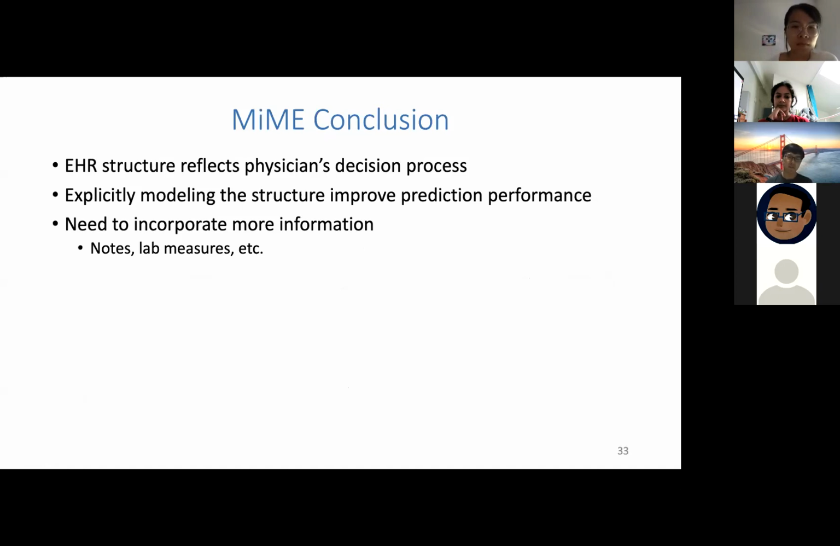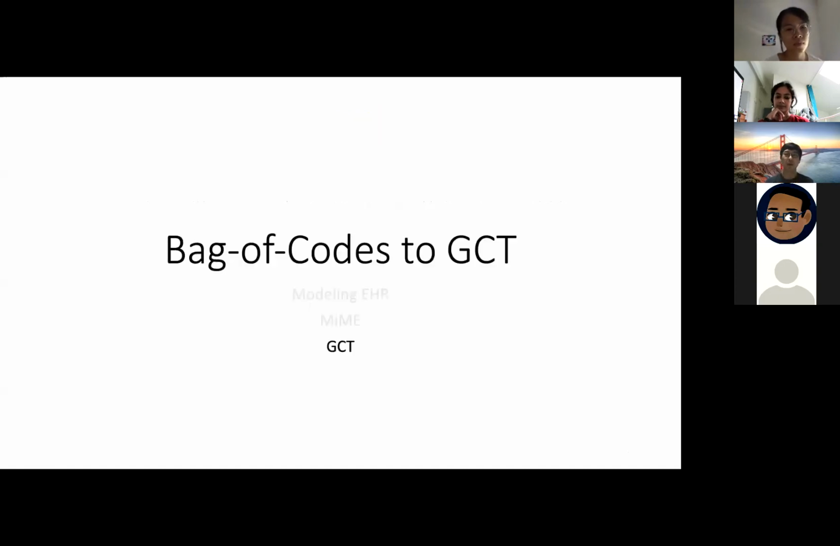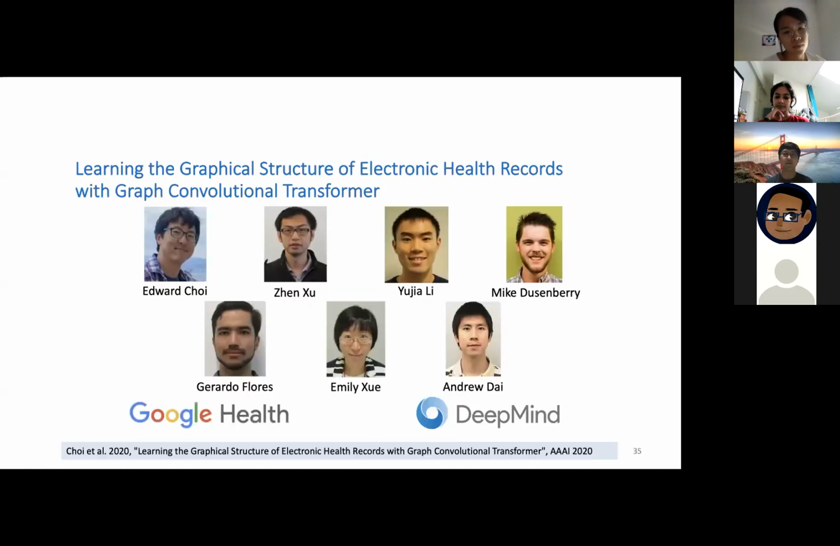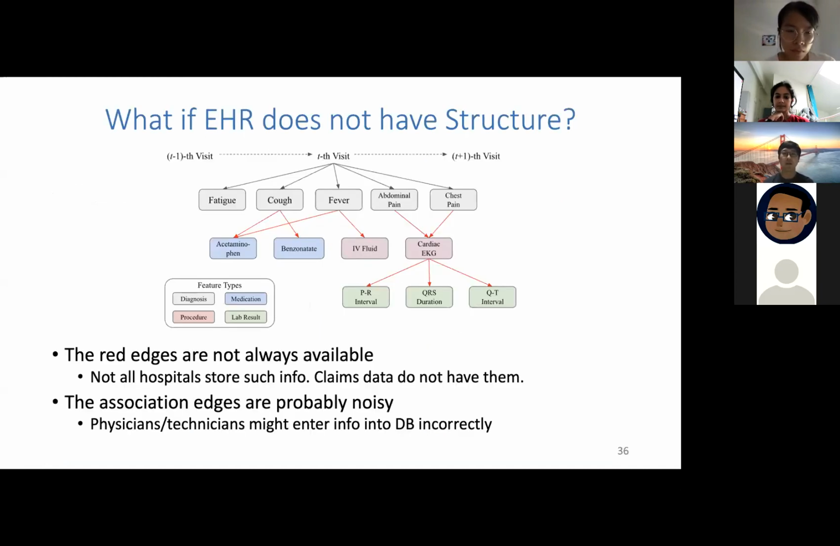And as Iman suggested, not all data sets contain the reason information. So that is why we came up with GCT. This is the last project that I did before leaving Google and joining KAIST. These were the co-authors, and the motivation was that the red edges, which are the reason information, are not always available.